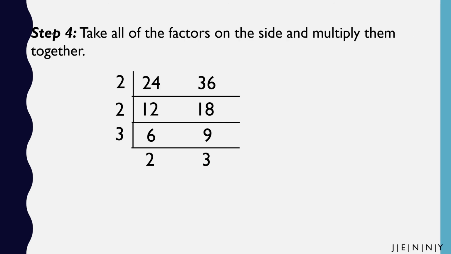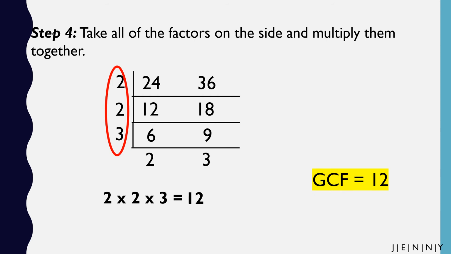For step 4, take all of the factors on the side and multiply them together. So 2, 2 and 3, we're going to take them all and multiply them all together. We have 2 times 2 times 3. 2 times 2 equals 4. 4 times 3 equals 12. So we have here our greatest common factor is 12.